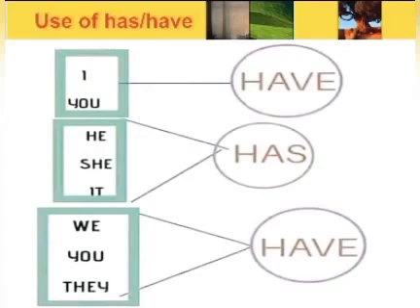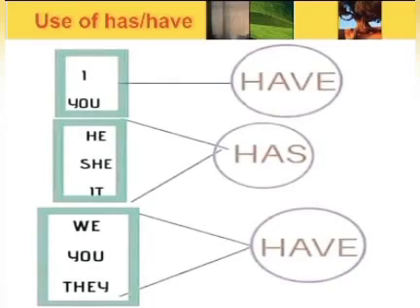Now, let's look at the use of has or have. Has is used with he, she or it. That means all the singular subjects use the auxiliary verb has. And I, you, we, they all use the auxiliary verb have. And all the plurals also use the auxiliary verb have. These are used in the present perfect tense.